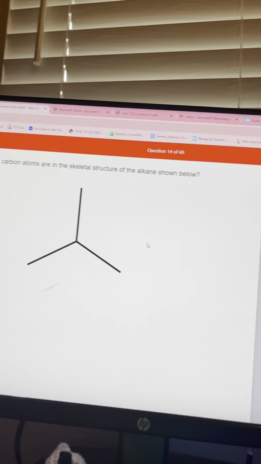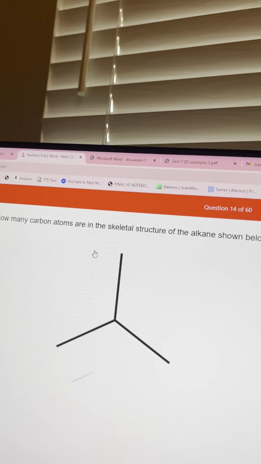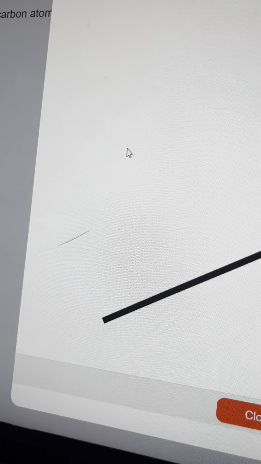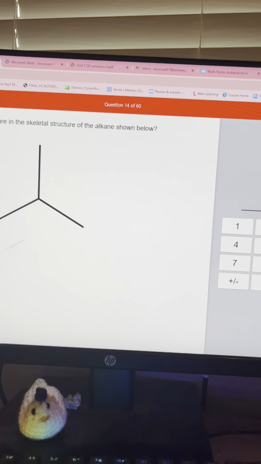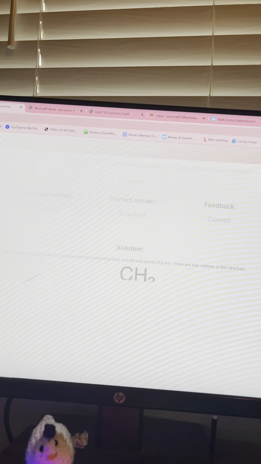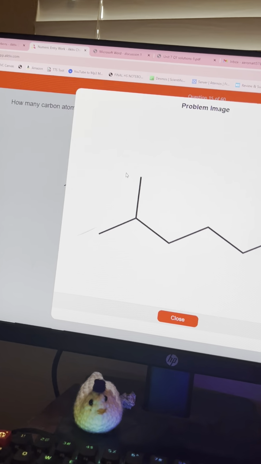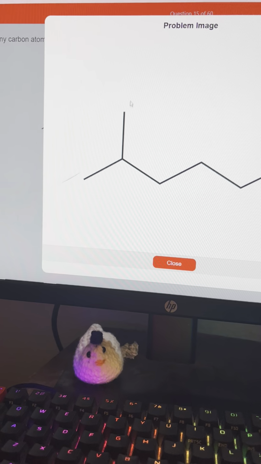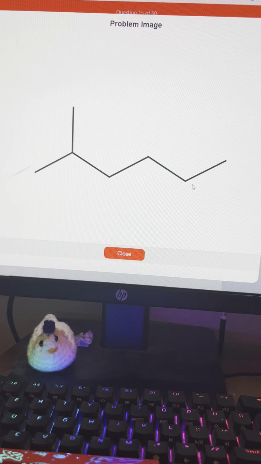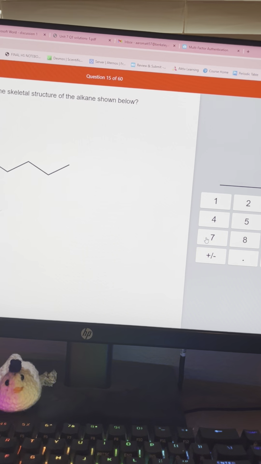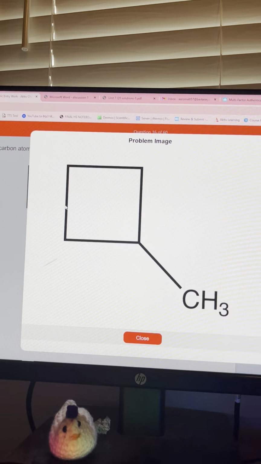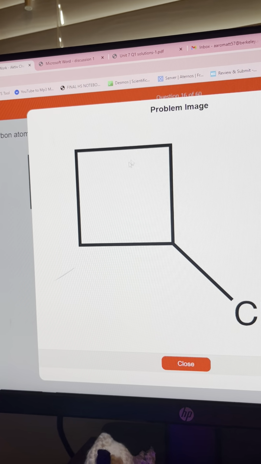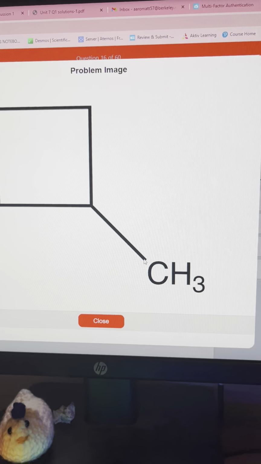Okay, next one, skeletal structure. We're asking for how many carbon atoms. We have 1, 2, 3, 4. 4 carbons there. How many carbons here? 1, 2, 3, 4, 5, 6, 7. We have 7 carbon atoms here. How many carbon atoms here? 1, 2, 3, 4, 5.